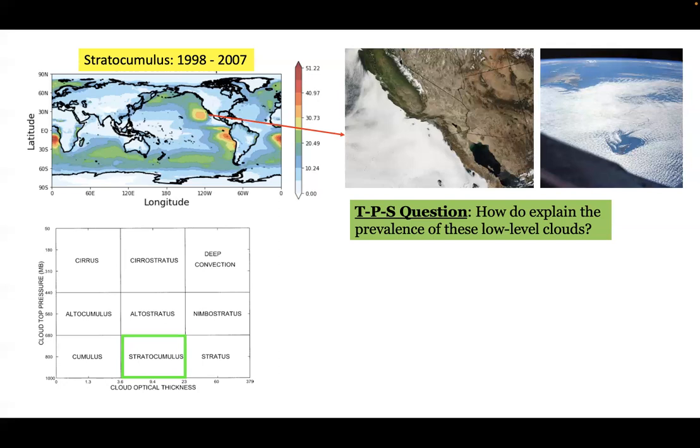Okay, so now new questions for you. How do you explain the prevalence of these low clouds in this location? How do you make sense of it? Okay, so you can find your old group and think about it. There are questions online here.